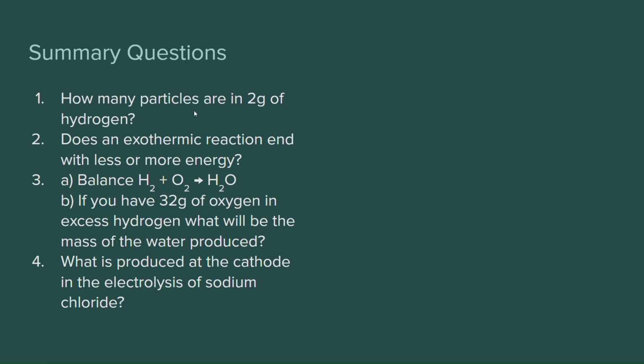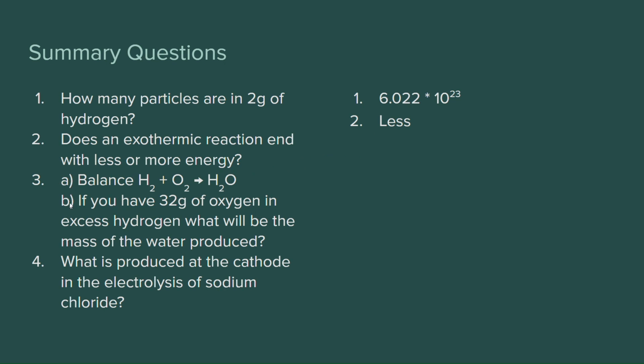Summary questions. How many particles are in 2 grams of hydrogen? 6.022 times 10 to the 23, that's Avogadro's number. So does an exothermic reaction end with less or more energy? Ends with less energy because it's given out energy.